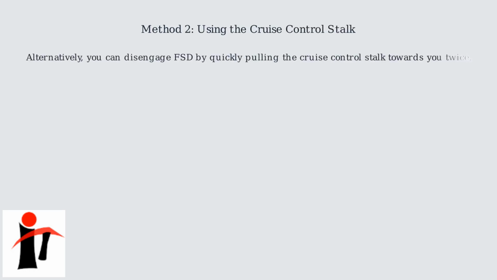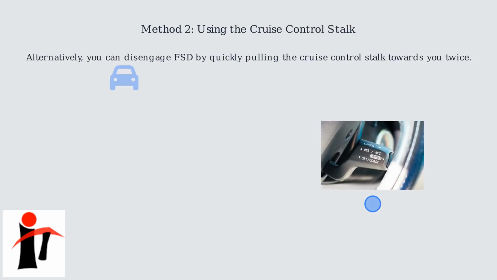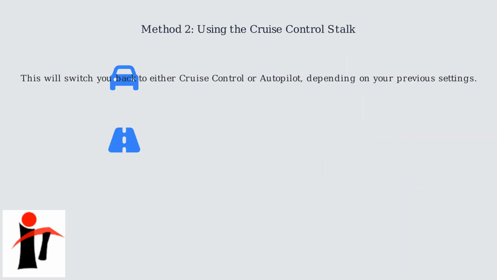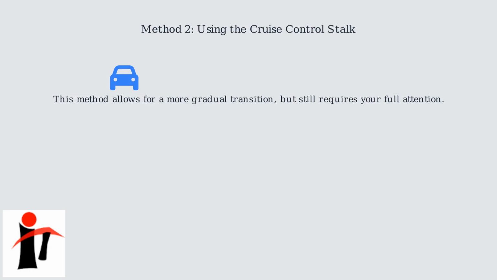Alternatively, you can disengage FSD by quickly pulling the cruise control stalk towards you twice. This will switch you back to either cruise control or autopilot, depending on your previous settings. This method allows for a more gradual transition, but still requires your full attention.